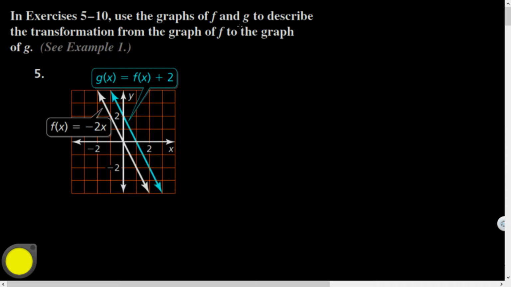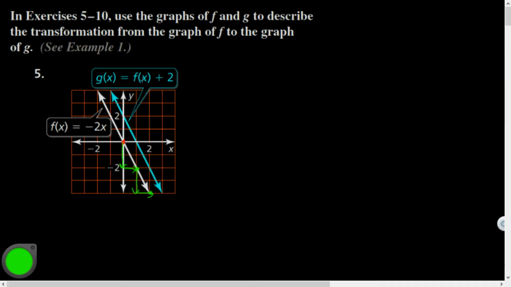So it says, use graphs f and g to describe the transformation from the graph of f to the graph of g. So f of x was equal to negative 2x plus 0, so it had a slope of negative 2, a y-intercept of 0, right? So here's the y-intercept, just to remind us how to do that. And the slope was negative 2, so notice it went down 2 and over 1, and down 2 and over 1. So we've got some values like that we could find from that graph.